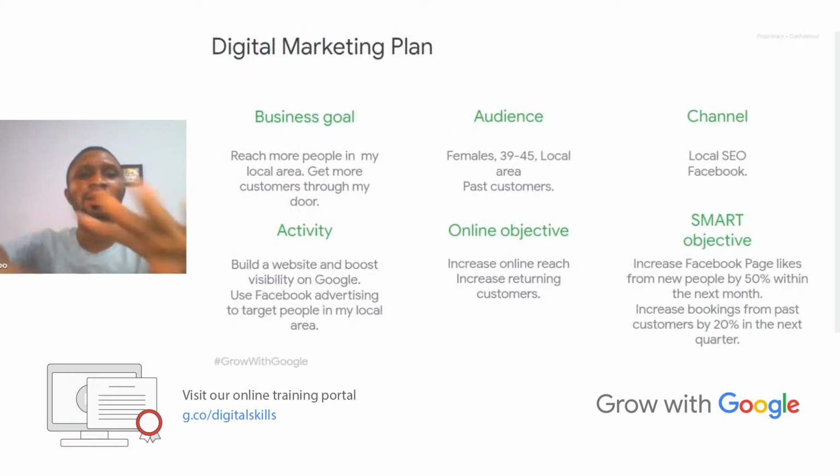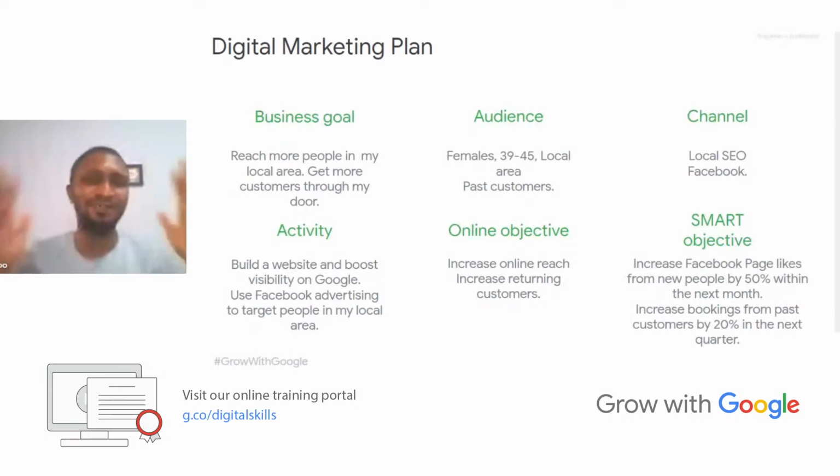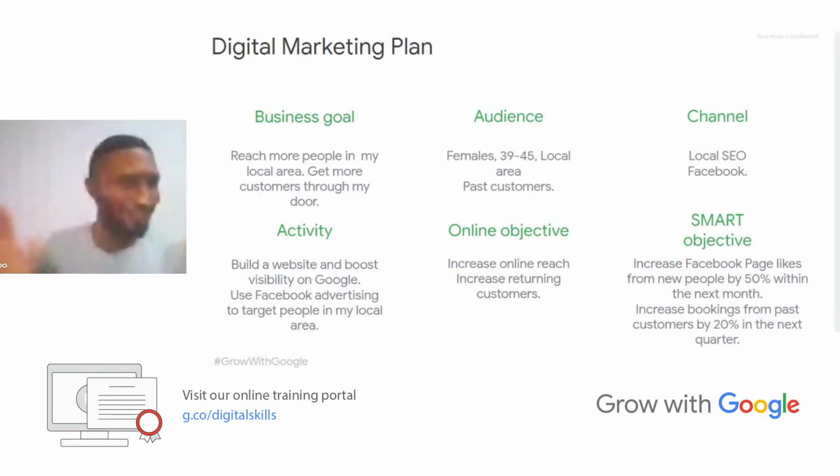So pulling all of them together, you have the digital marketing plan right in front of you. The business goals, the audience, the channel, activities, online objectives, and smart objectives. So this is what everyone should have after this session. You should go on and create it. Do not procrastinate. Create something like this as soon as possible.